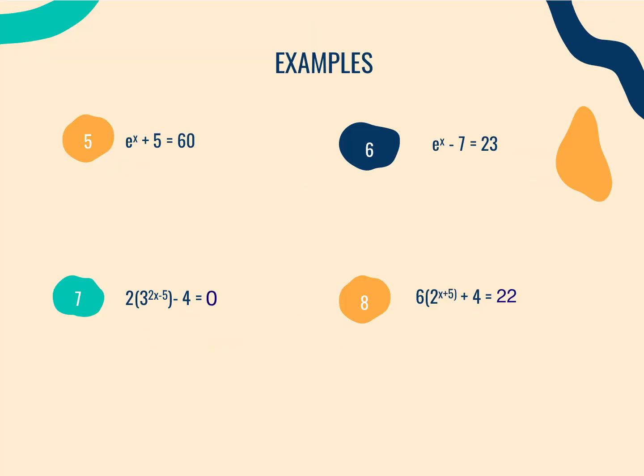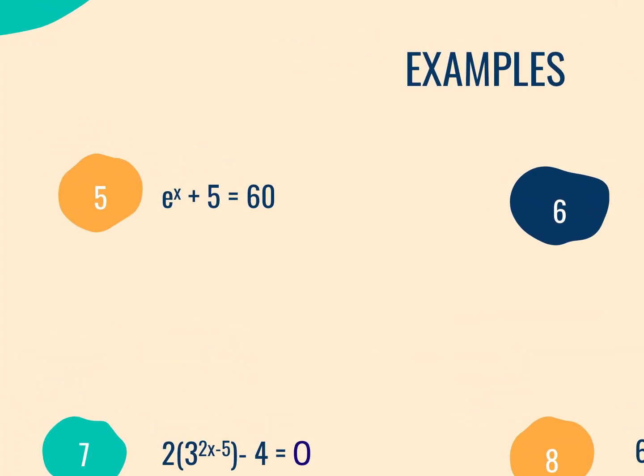All right, so let's try the same thing over here. We have e to the power of x plus 5 equals 60. Once again, I want to try to get whatever has the exponent by itself. So to do that, I'm going to subtract 5 on both sides. And then you get e to the x equals 55. And then once again, you're going to either log or ln both sides to get rid of that exponent. I'm going to do ln for this one, right?